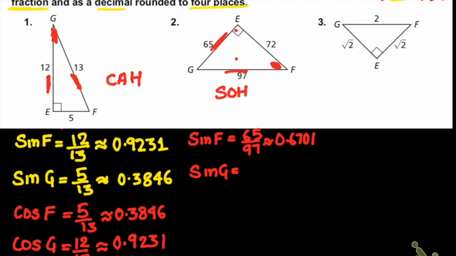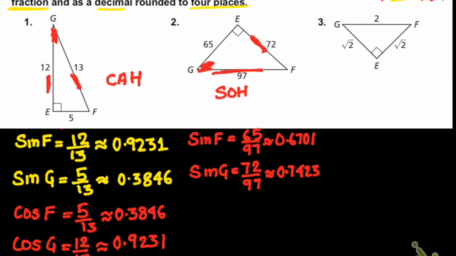Now let's move to the next part. If I have to find sine G, so this is G. Let me erase this one. For G, this is going to be the opposite leg, and this is going to be the hypotenuse. That's going to be 72 over 97, and when you calculate it, you get 0.7423. So this way we got these values.